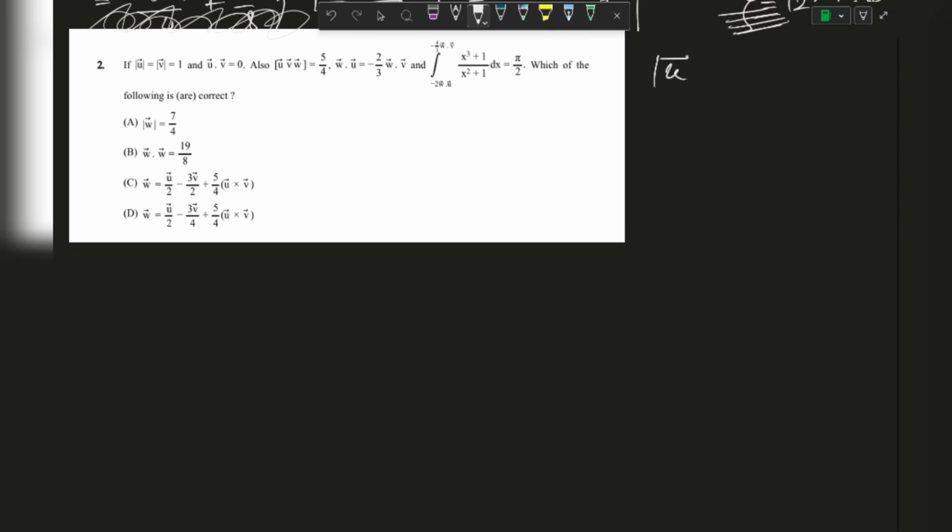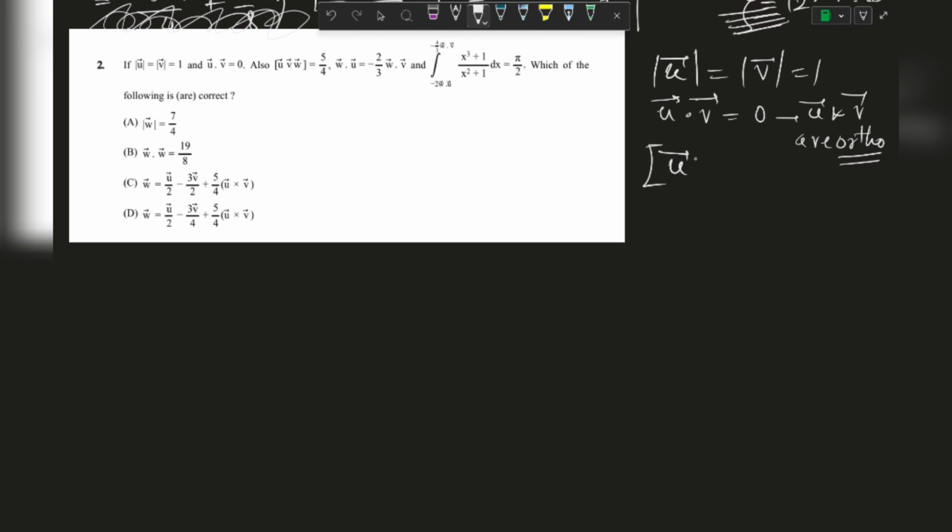We have modulus u equals modulus v equals 1, and we have u dot v as 0. So basically it's easy to understand that u and v are orthogonal vectors. I have written this as ortho. And we have also been given the scalar triple product, or rather the box product, [u v w], given as 5 by 4.